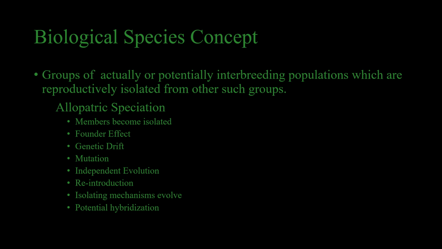During that time, since they have evolved independently, we may see different kinds of behavior, physiology, and morphology that prevent interbreeding. And so this leads to this idea of speciation, or the acquisition of reproductive isolation with subsequent potential hybridization.